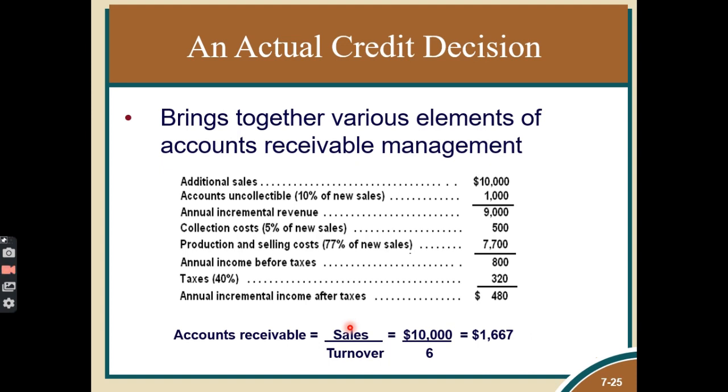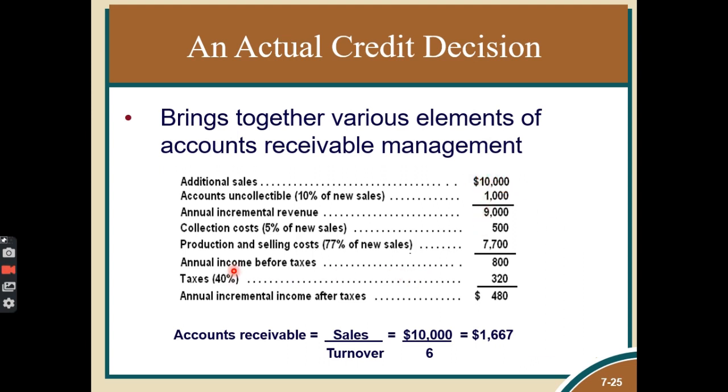So, let's have this example. Assuming that we have this particular setup, additional sales. Let's say that we have additional sales of 10,000. You're going to generate additional sales of 10,000 if a policy is established, and it will result in 10% uncollectible accounts, meaning our incremental revenue will be 9,000, but it will cost us 5% as a collection cost. So it's going to be 500, that's 5% of the additional sales.